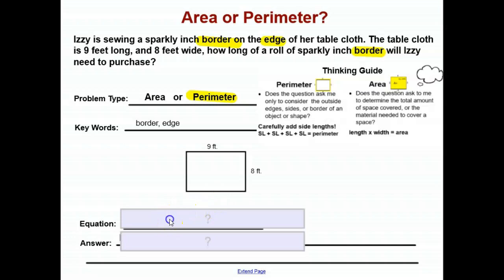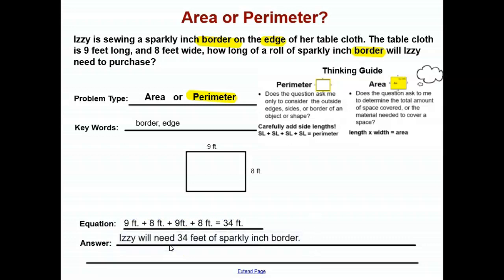Did you find the perimeter? Yes, you had to add 9 plus 8 plus 9 plus 8. So you know the perimeter of Izzy's tablecloth is 34 feet. Now I have to answer the question in a complete sentence. How long of a roll of sparkly inch border will Izzy need to purchase? I know I need to restate and say, Izzy will need 34 feet of sparkly inch border. Yes, that was a perimeter problem.